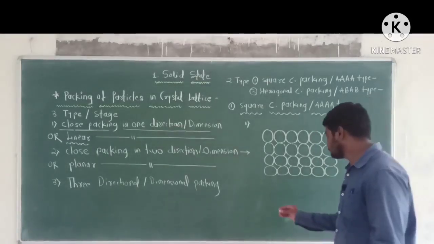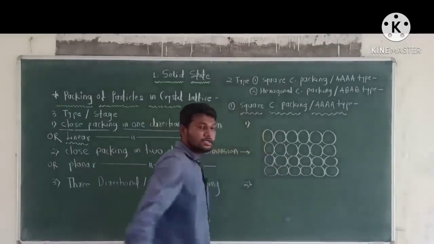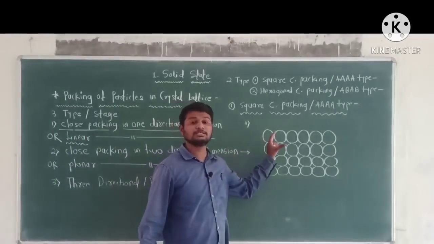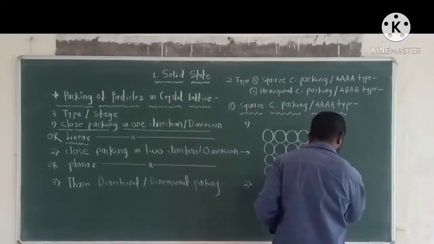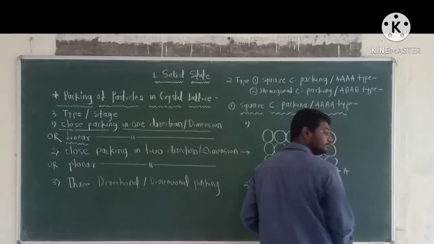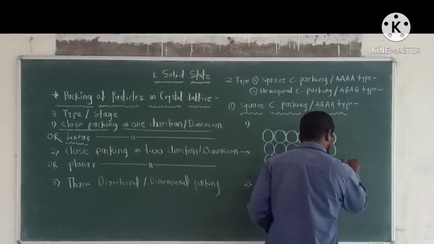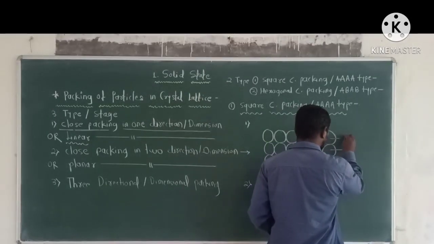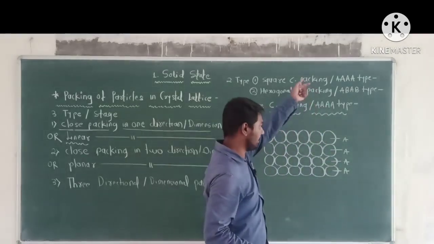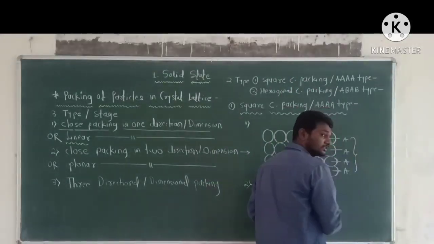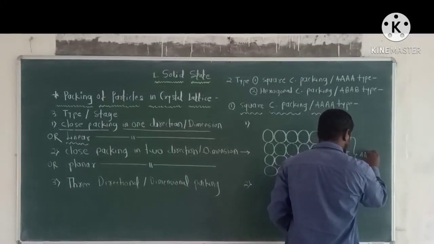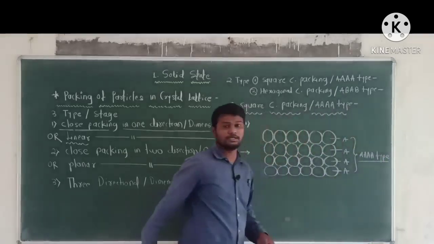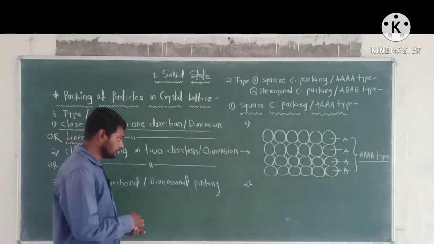Okay. Now next point, in this packing the locations of all spheres are identical or the same. Therefore, the first row is called A type, the second row is also called A type, the third row is also called A type, the fourth row is also called A type, and so on. And overall, this type of packing is called AA type.